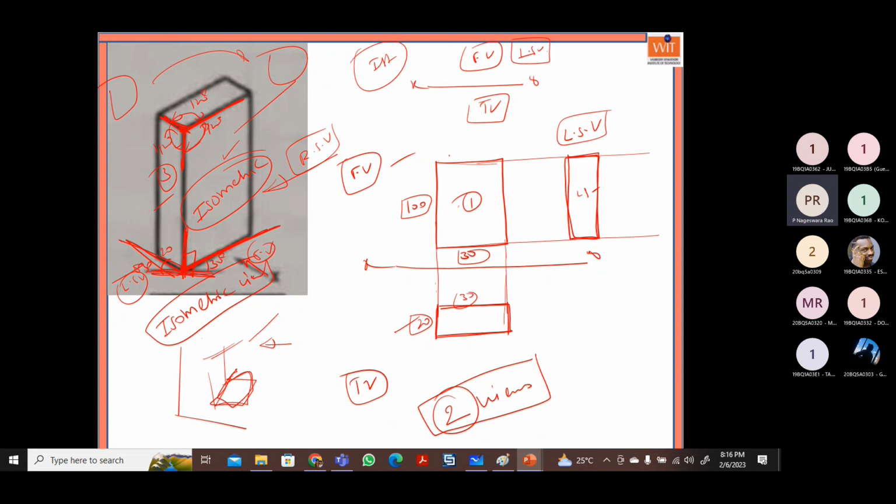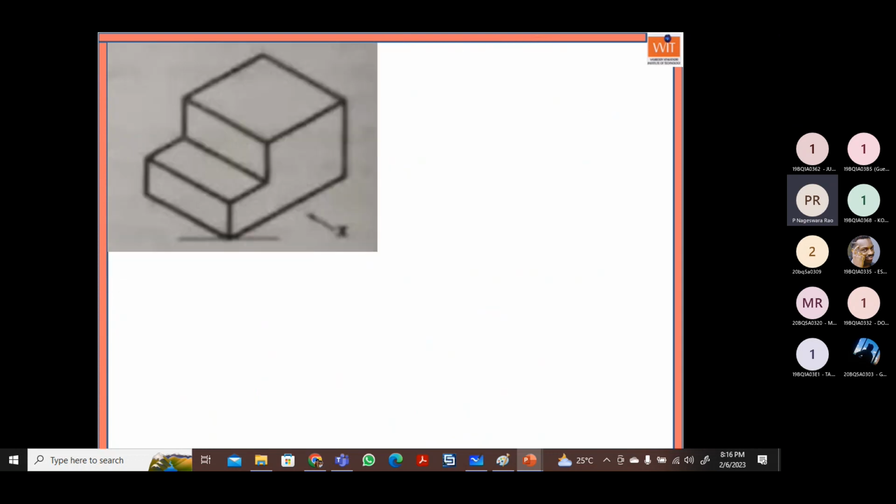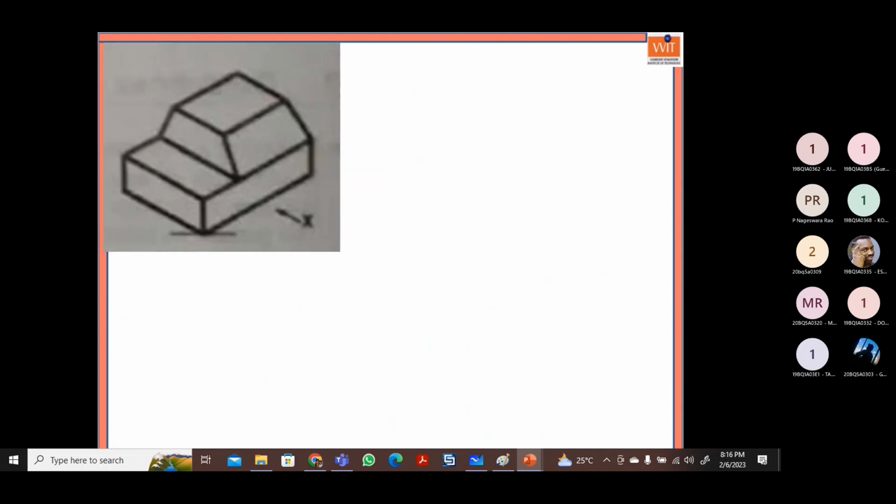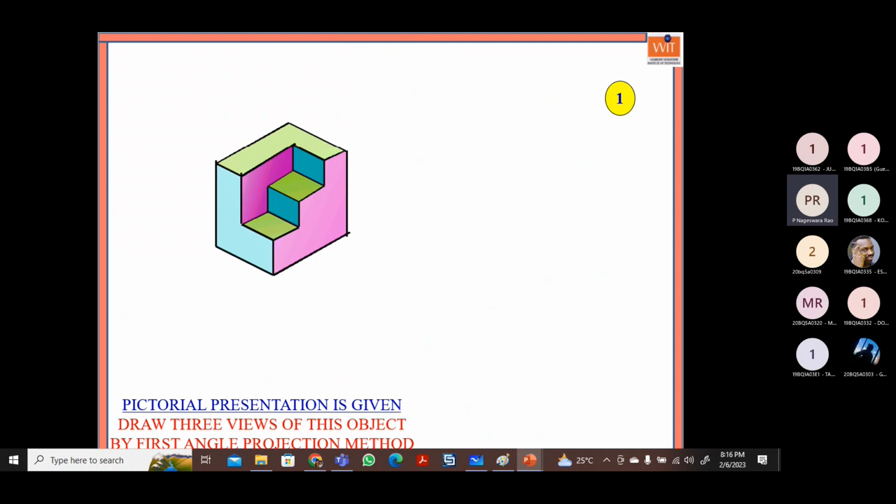So this is about how to convert 3D to 2D. Just we have to go to other things here. You can practice these simple blocks. I will explain in the class. So you can see just what is the image we are getting here. This is the front view image.